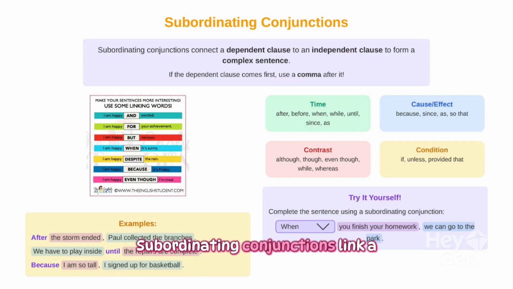Subordinating conjunctions link a dependent clause to an independent clause, forming complex sentences. If the dependent clause precedes, a comma follows it. For example, after the storm ended, Paul collected the branches. These conjunctions express time, cause, effect, contrast, and condition, such as when, because, although, and if.